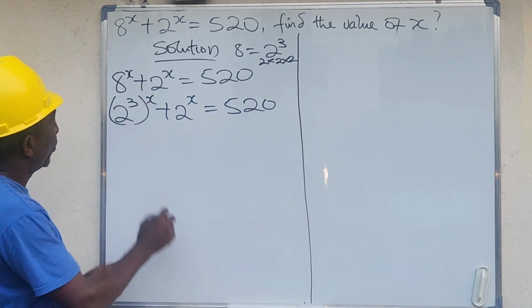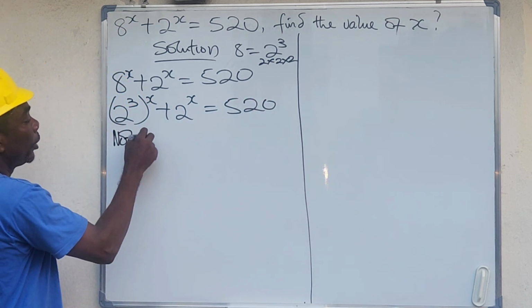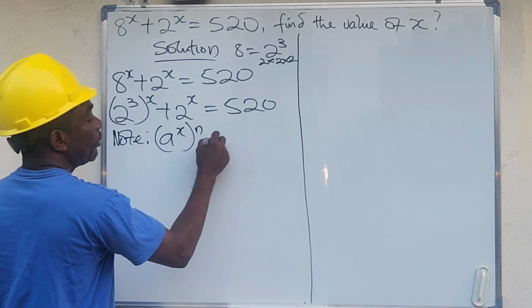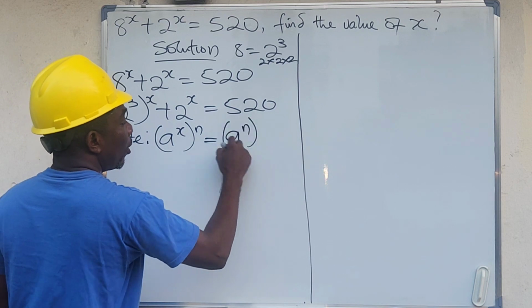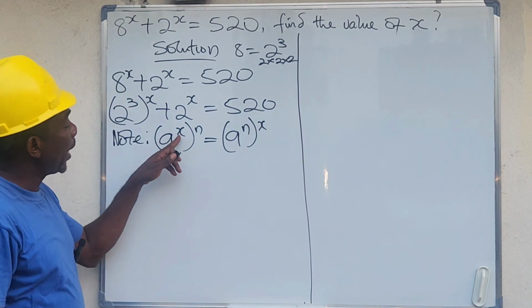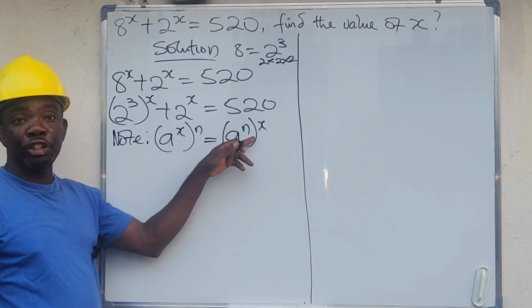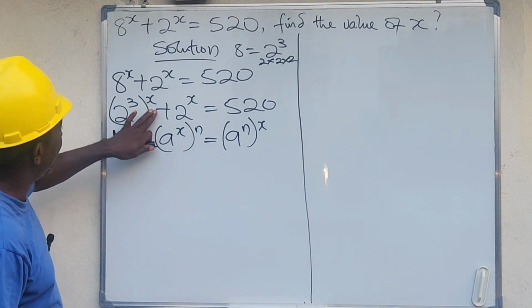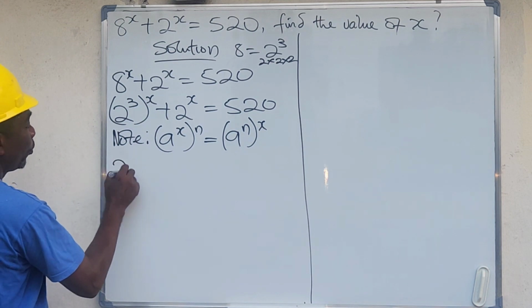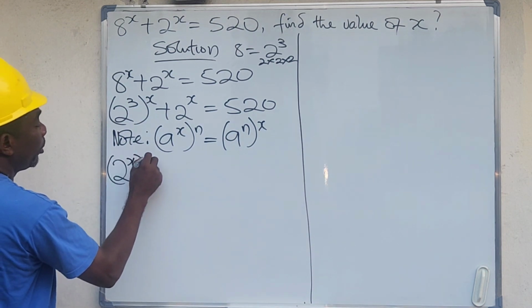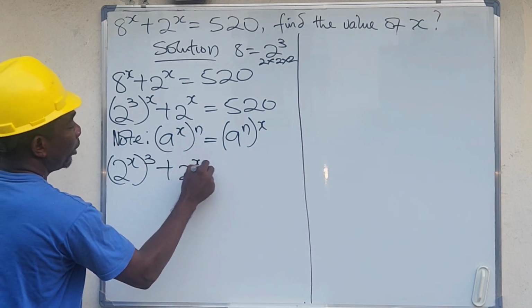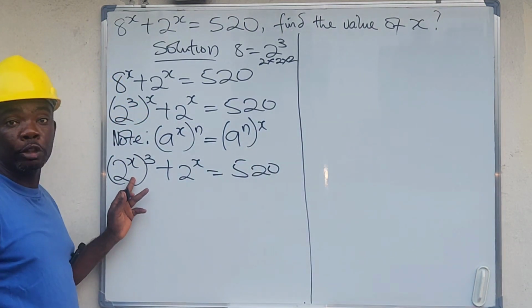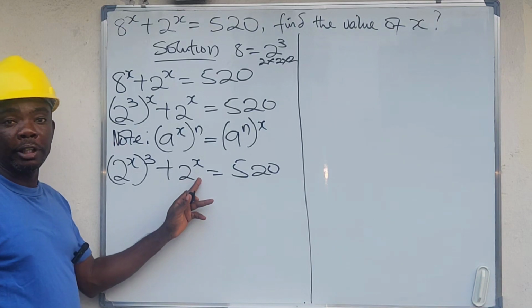Here you can recall, we note that when we have a raised to the power of x, all to the power of n, it is the same thing as a raised to the power of n, all to the power of x. That means x and n can interchange each other. So we express this as 2 raised to the power of x, all to the power of 3, plus 2 raised to the power of x equals 520. So we have 2 raised to the power of x here and 2 raised to the power of x here.